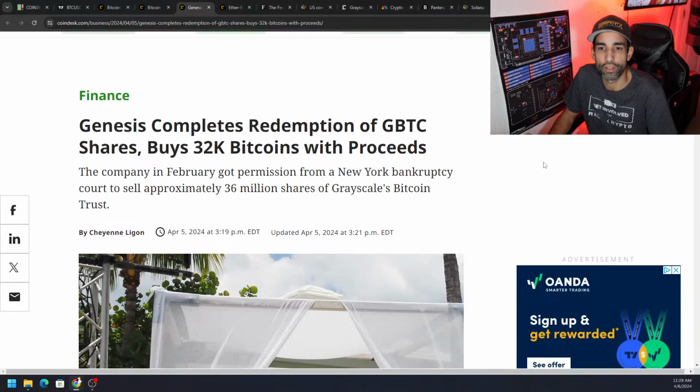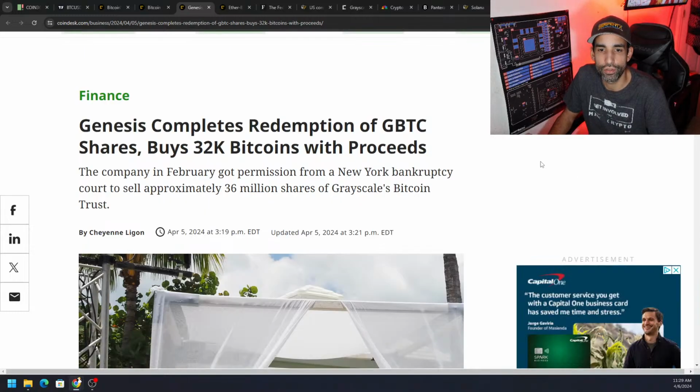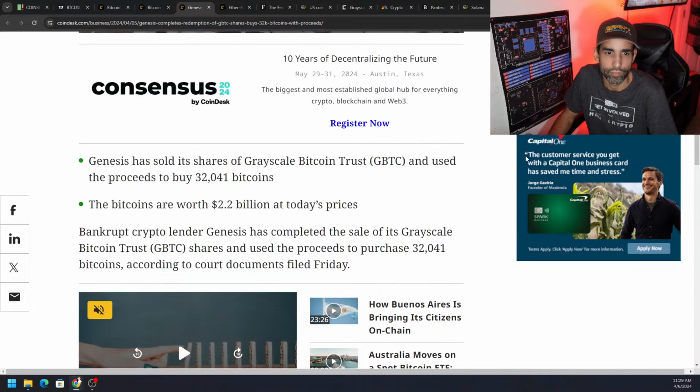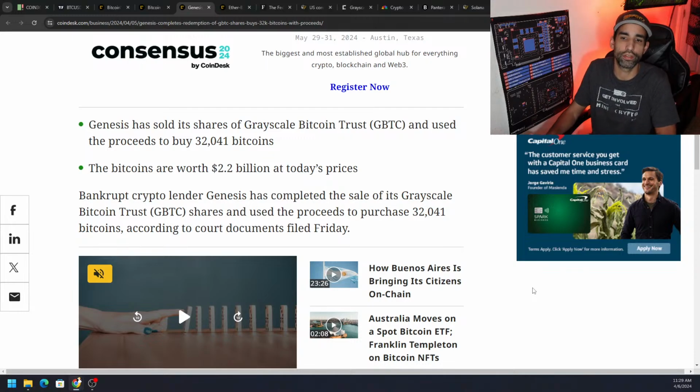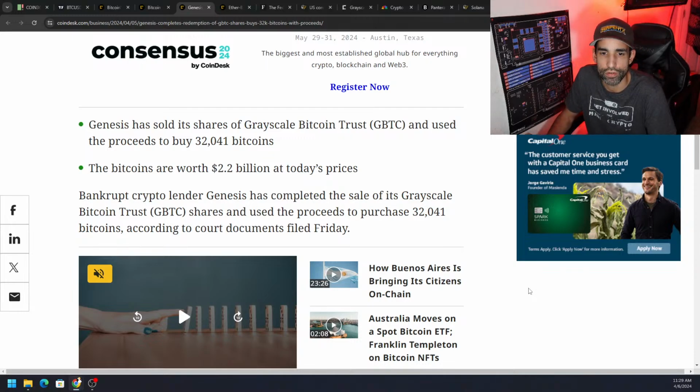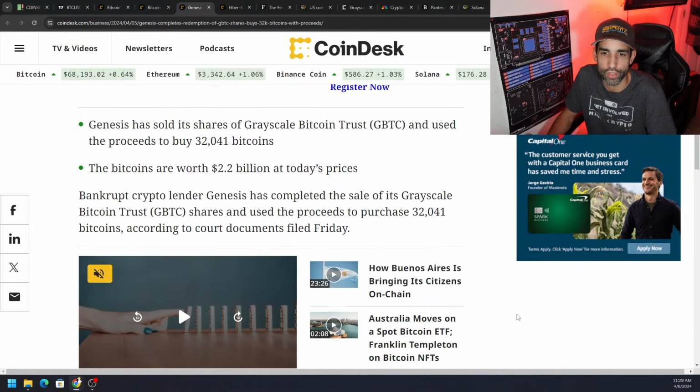Genesis completes redemption of GBTC shares, buys 32,000 coins of Bitcoin with its proceeds, 36 million shares. Let's see here. The Bitcoins are worth $2.2 billion at today's prices. They got 32,041 Bitcoins. Bankrupt crypto lender Genesis has completed the sale of its Grayscale Bitcoin Trust shares and has used proceeds to purchase. Okay, so they filed for bankruptcy.